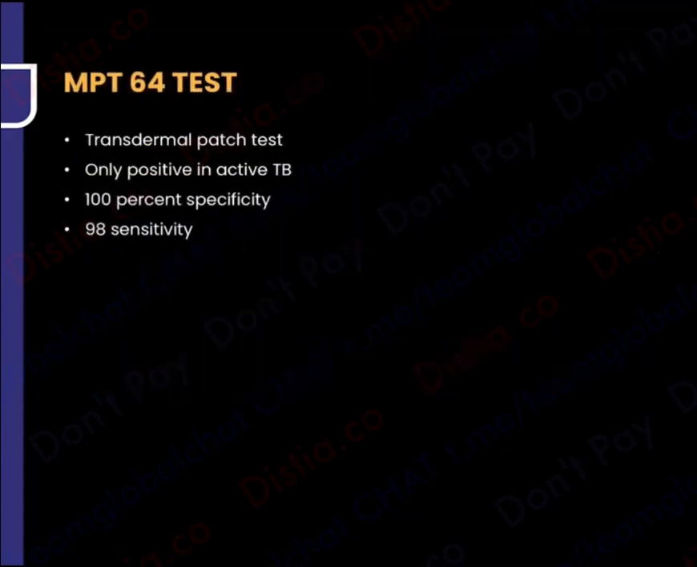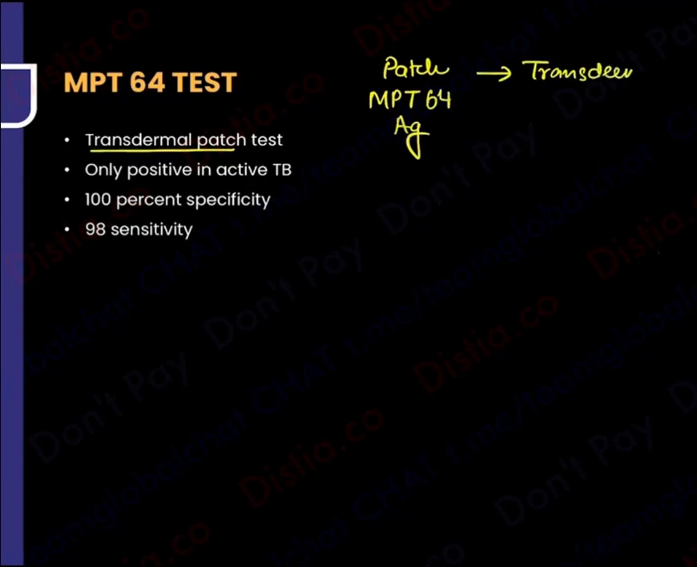Now there is a test which is hardly done nowadays, but for our MCQs I'm telling you, there is an MPT64 test. What is MPT64? It is a transdermal patch test. What they do is they take a patch and on that patch they have the MPT64 antigen. That MPT64 antigen is basically placed transdermally in your body. And once that is placed transdermally, you will be able to see the reaction, right? You will be able to see the induration and the erythema. So basically, it is the transdermal version of Mantoux test.